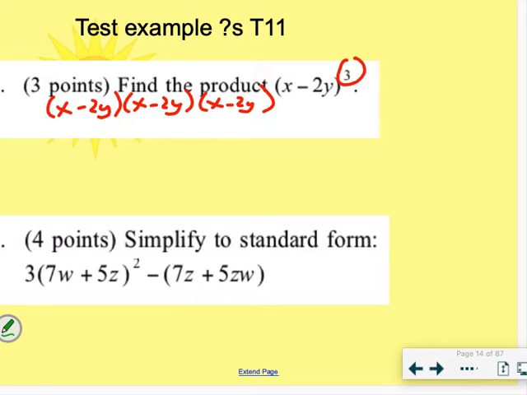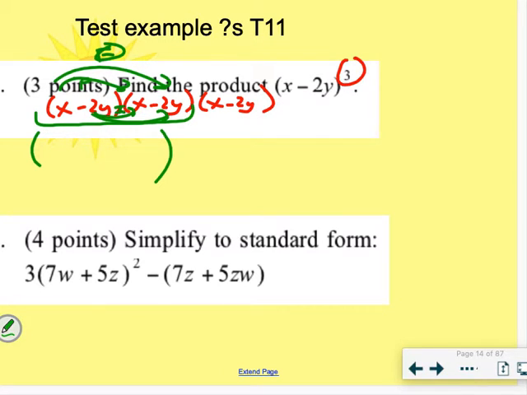Now to multiply 3 polynomials, just pick 2 and multiply them. I'm going to multiply these first two. You could certainly use a box. I'm just going to use the distributive property twice, but you could certainly do that, or you could use FOIL: first, outer, inner, last, whichever way you want to do that.